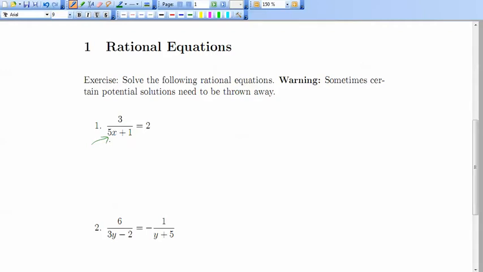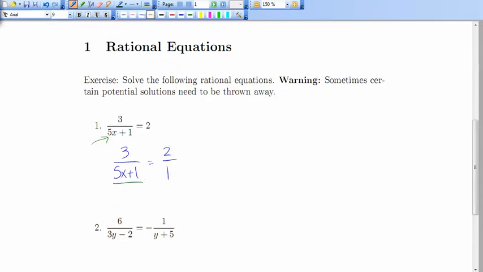Well, first of all, it's easiest if we can write both sides as a fraction. So if I look at that right-hand side there, maybe it'd be best to write it as 3 over 5x plus 1 is equal to 2 over 1. And now I'd like to get that 5x plus 1 up on the main line. It's down in a denominator right now. So I'm going to multiply both sides by 5x plus 1.